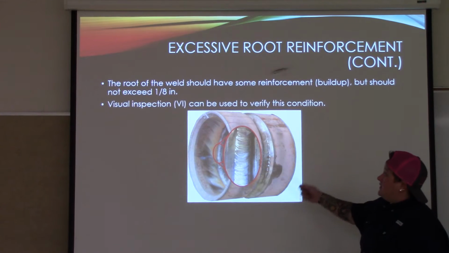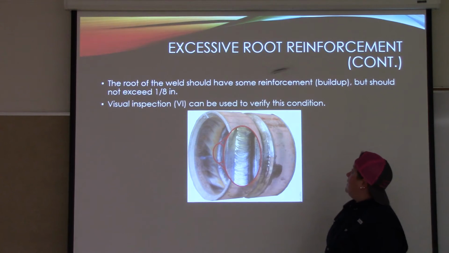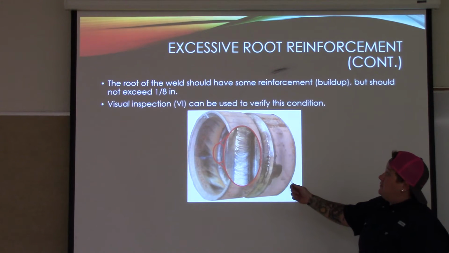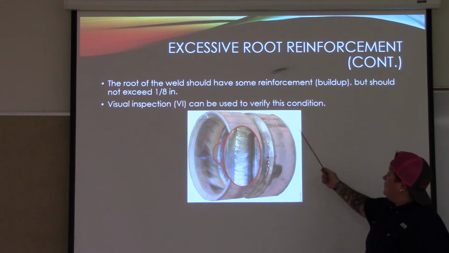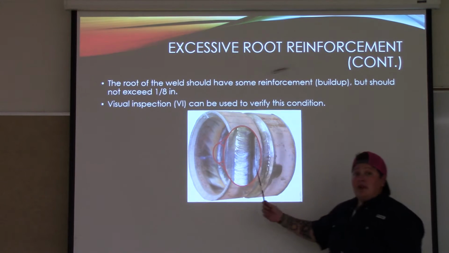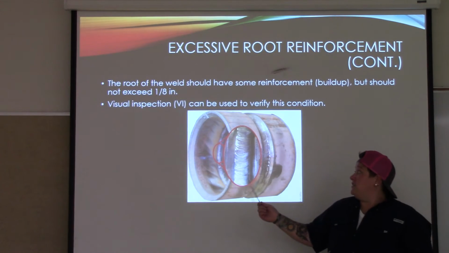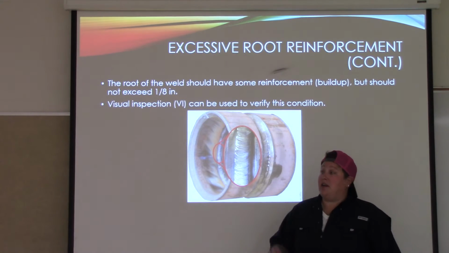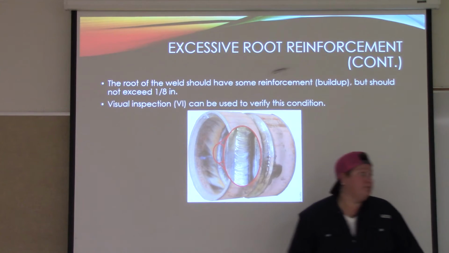Excessive root reinforcement continued. The root of the weld should have some reinforcement or buildup, but should not exceed 1/8 of an inch. Visual inspection can be used to verify this condition. So whenever you're welding TIG on pipe, typically you can be flush to 1/8 inch, but it can't be underfilled and it can't go over that 1/8 of an inch.